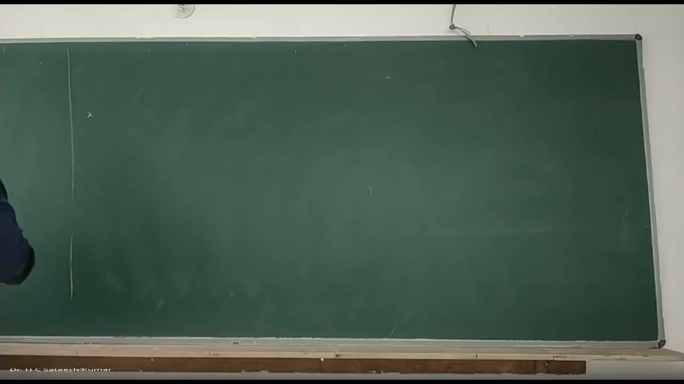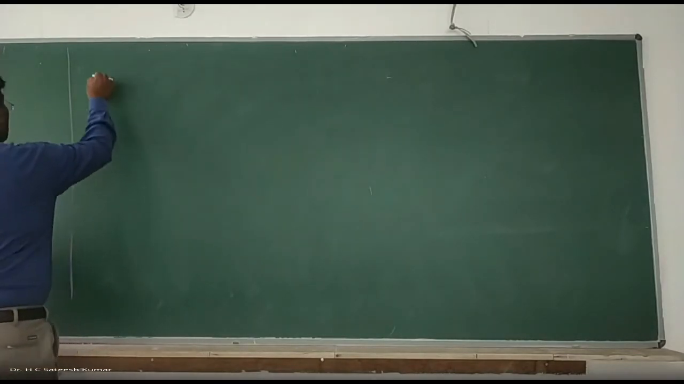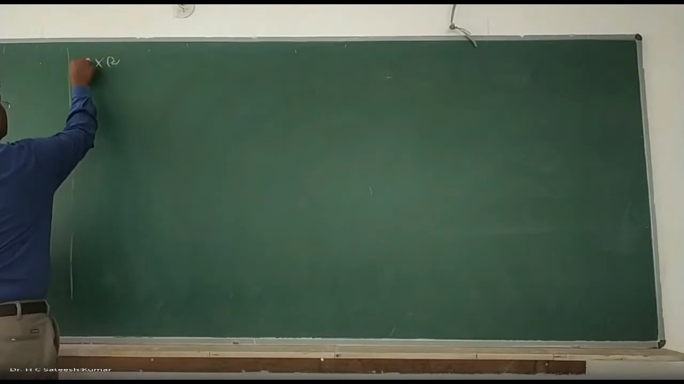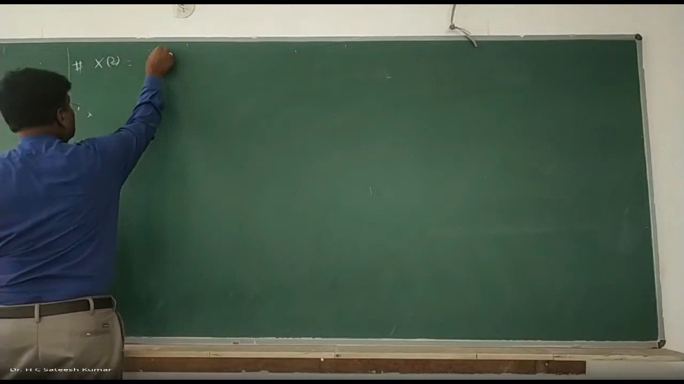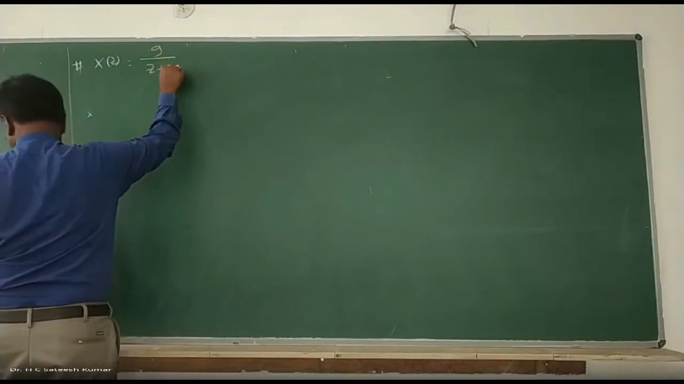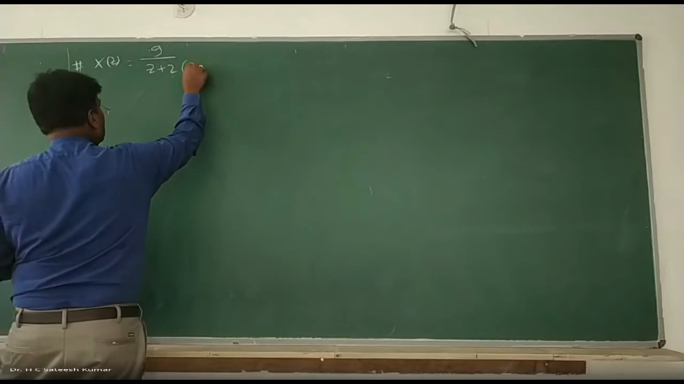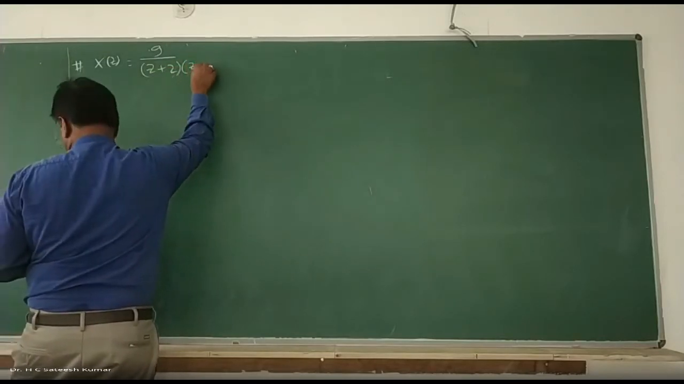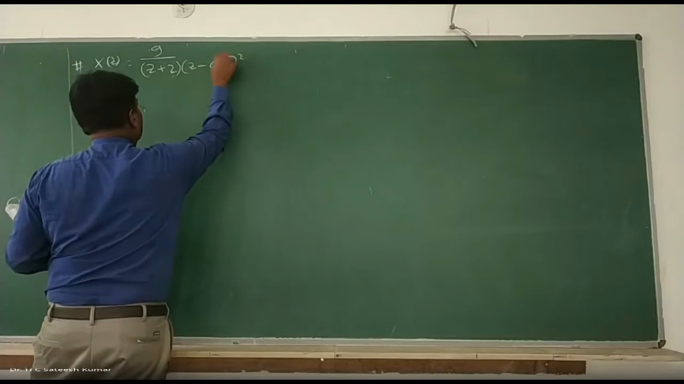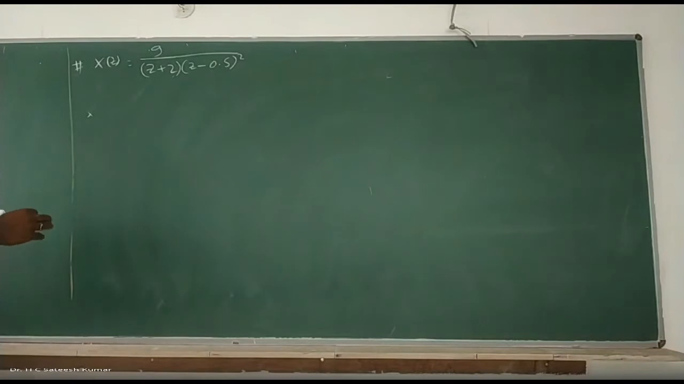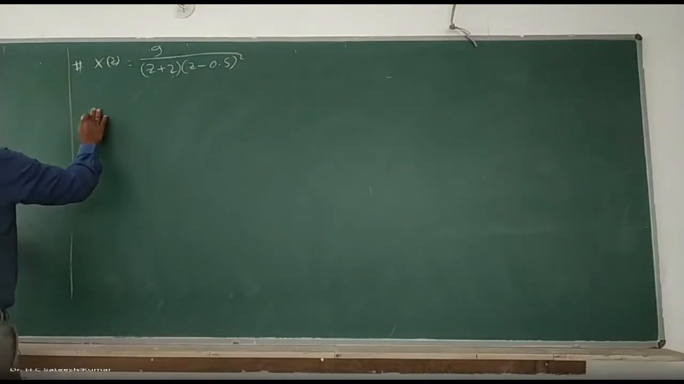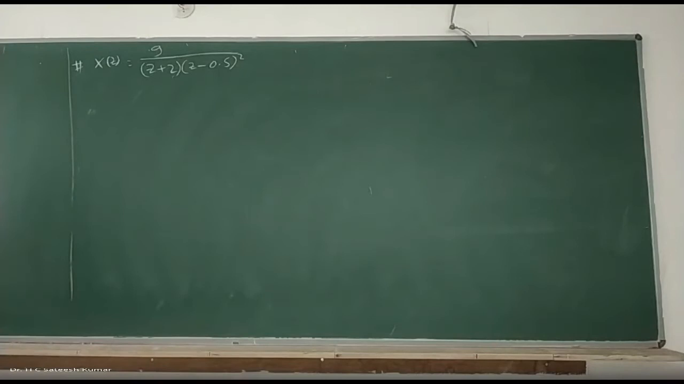Okay, right. So this is another examination problem. X of z is equal to 9 divided by z plus 2 into z minus 0.5 whole square. ROC has not specified. Assuming that all of them are right-handed sequence, you should do it. In this particular paper, he has not given the ROC. You can take it as mod z greater than 2. Right-handed sequence, you can assume and you can do it.